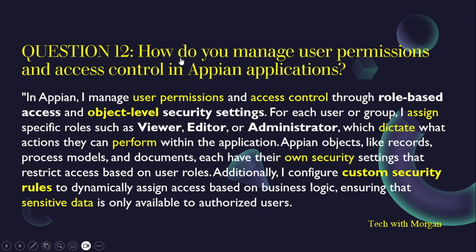Question 12. How do you manage user permissions and access control in Appian applications? In Appian, I manage user permissions and access control through role-based access and object-level security settings. For each user or group, I assign specific roles such as viewer, editor, or administrator, which dictate what actions they can perform within the application. Appian objects like records, process models, and documents each have their own security settings that restrict access based on user roles. Additionally, I configure custom security rules to dynamically assign access based on business logic, ensuring that sensitive data is only available to authorized users.